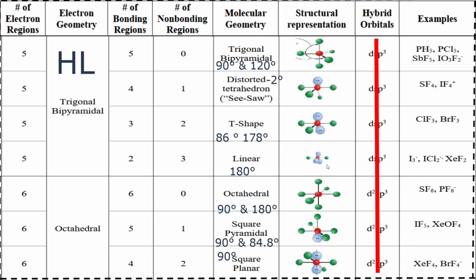Because in linear, these exist on the same plane, and so it's going to be 180 degrees. But if you look at something like the trigonal bipyramidal, you can see that there's 120 degrees between the bonds here, and then here and here, and then 90 degrees between these bonds.